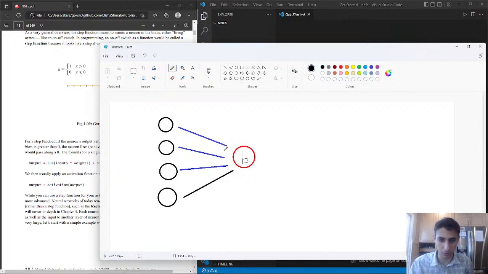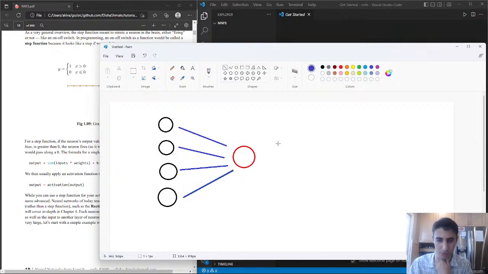This is our neuron. Wait, why are you? Hold on. Excuse me. How do I get out of here? I don't even know. Oh wait, it's the selection tool. Nope, not even the selection tool. I have no idea. Okay, this is bothering me. Just gonna draw over it.